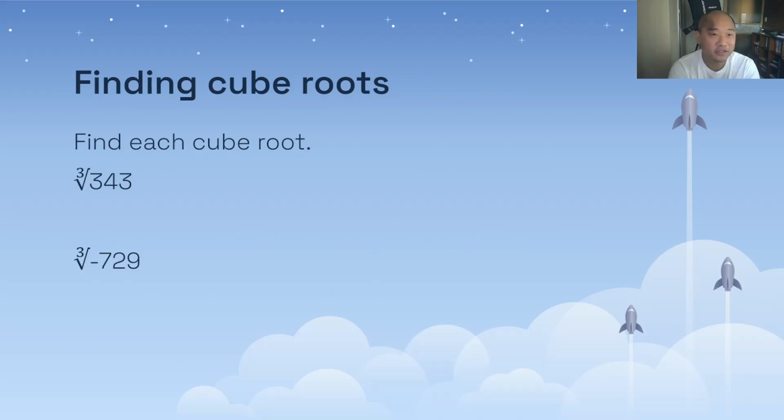Find the cube root of each of these numbers. Well, if you had a calculator, then you would just use the calculator. If you did not, you would just kind of have to guess and check a little bit. You could start with, this number is going to be pretty big. You can start off with 6 or 7 or 8 or 9. And you would find that this is 7. 7 times 7 is 49. 49 times 7 is 343. Here, the cube root is negative 9. Negative 9 times negative 9 is positive 81, times negative 9 is negative 729.